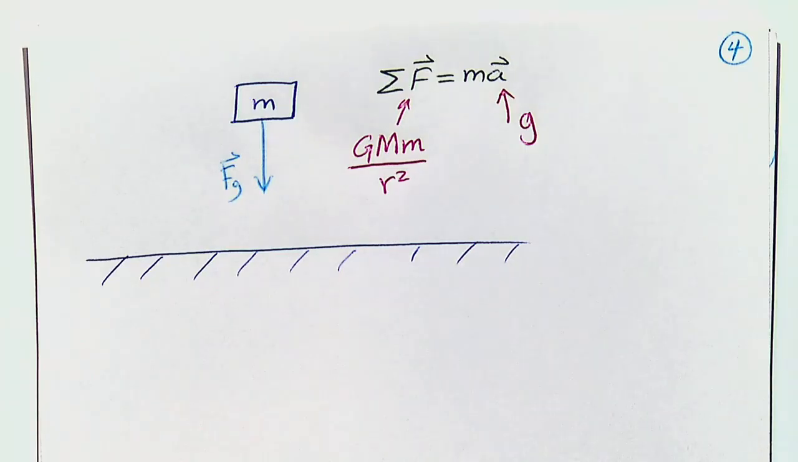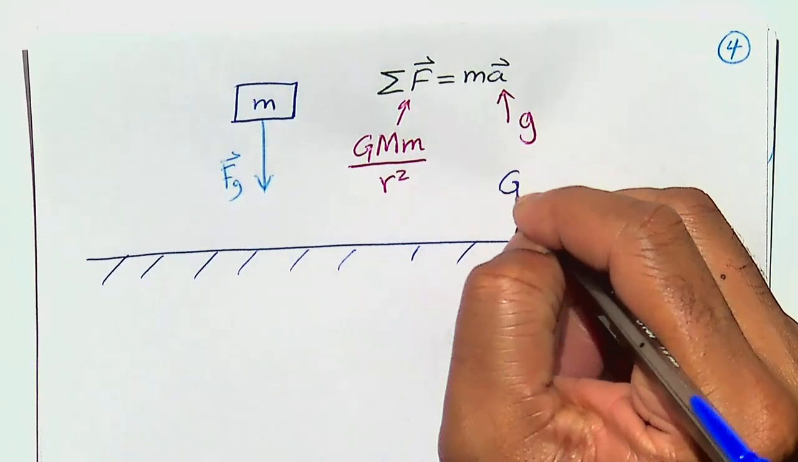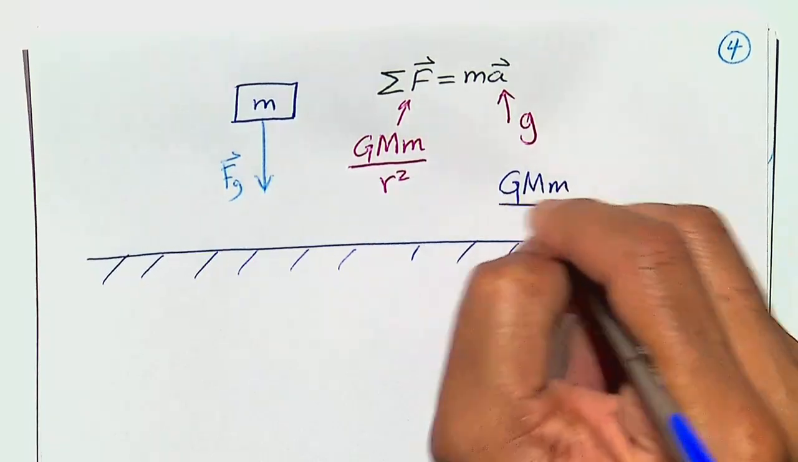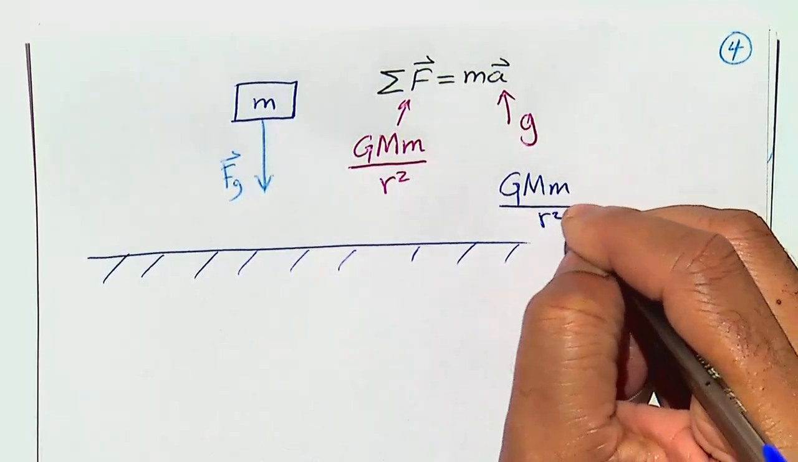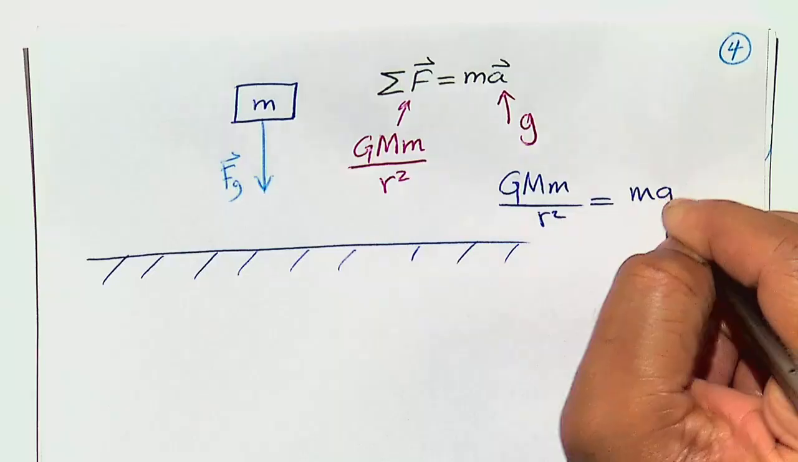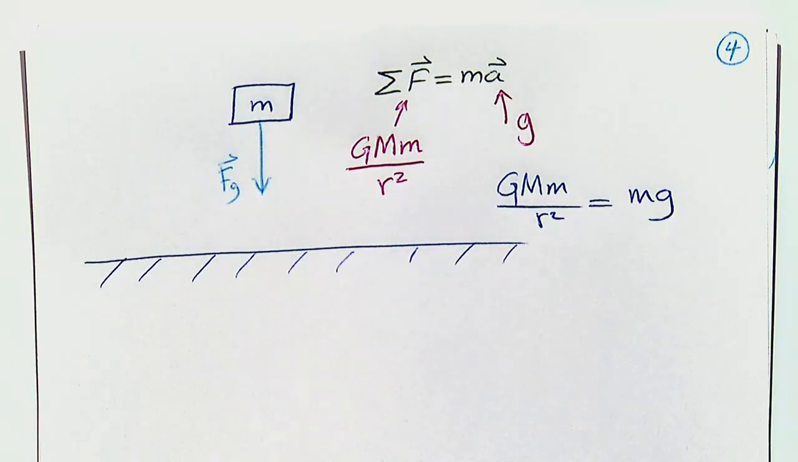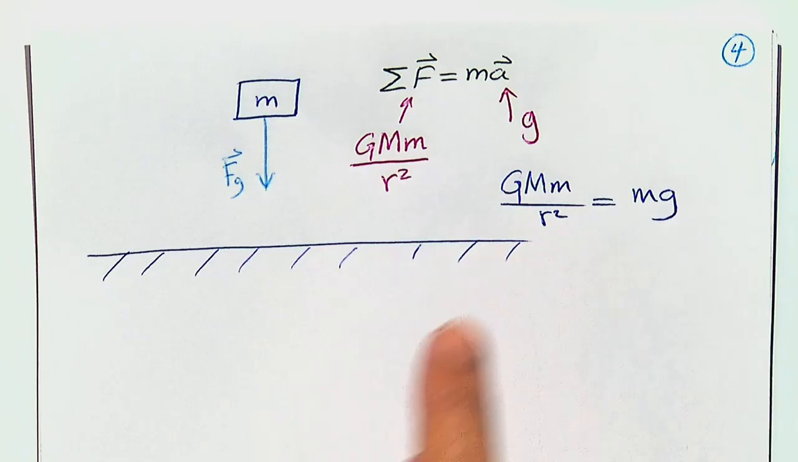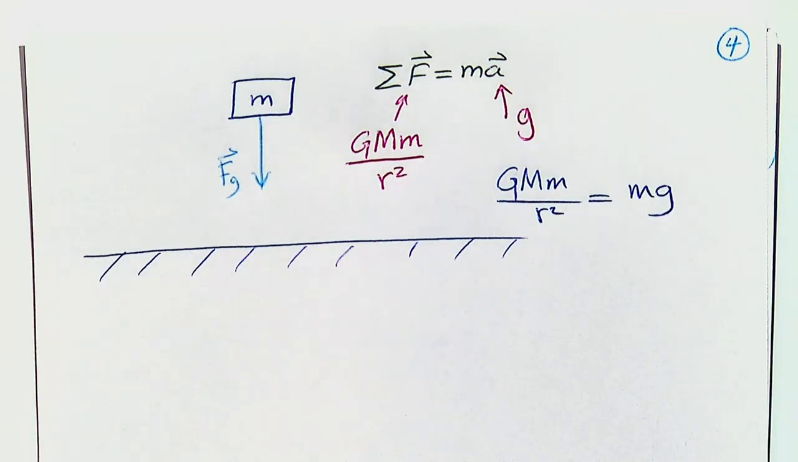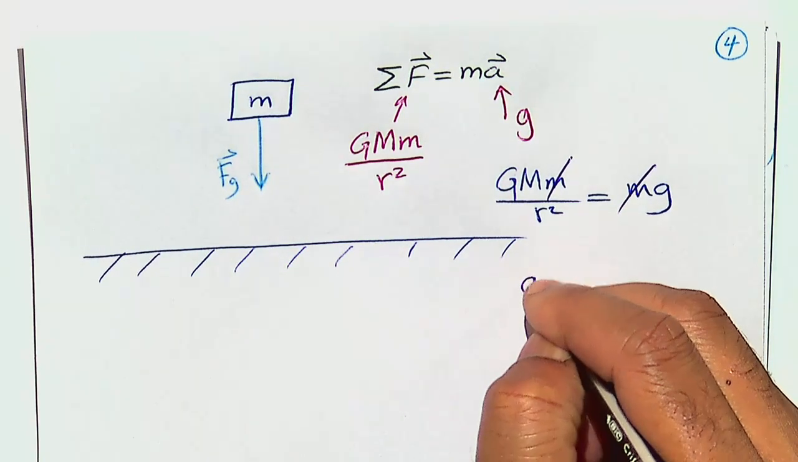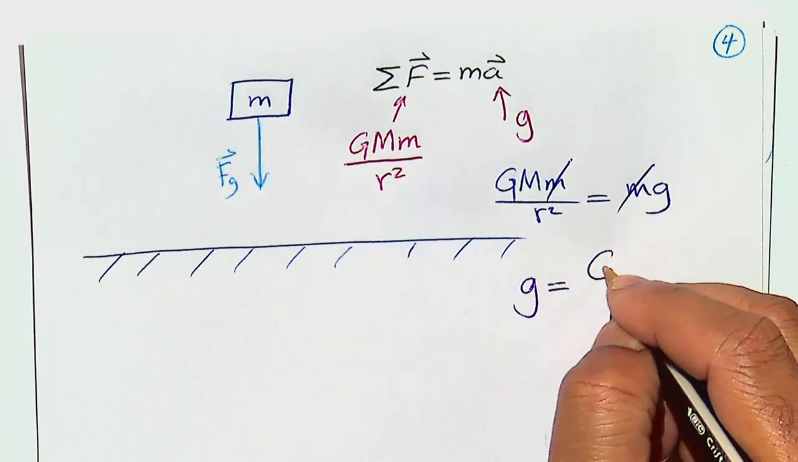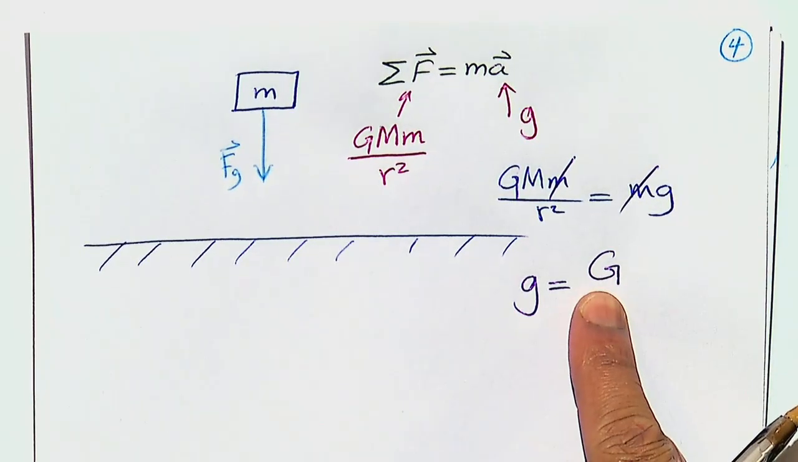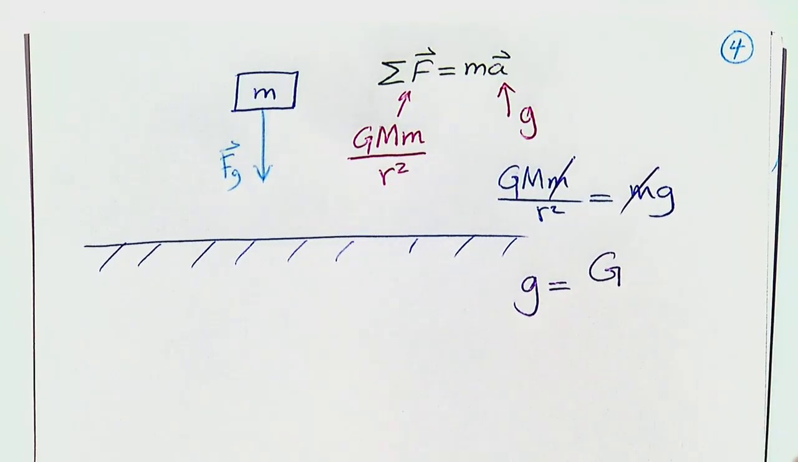So plugging these in, what do we have? We have big G, big M divided by r squared is equal to m times g. And here is where the hammer and the feather comes in. Why? Because notice what happens. The little m goes away. So when you solve for g, g is equal to big G, the universal gravitational constant. It's a constant of nature.